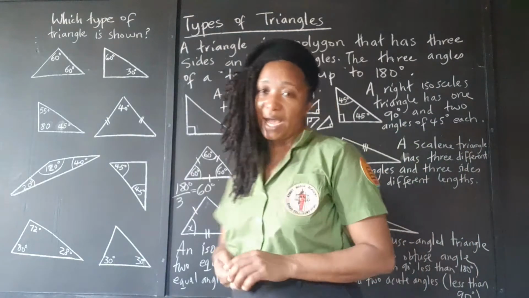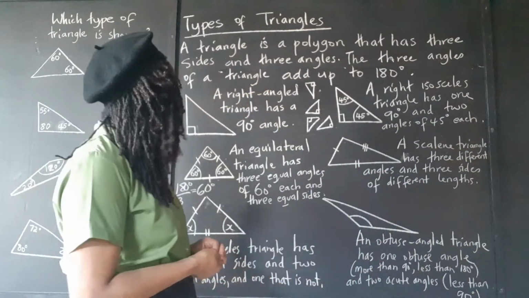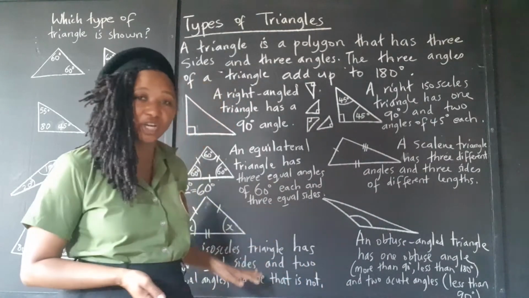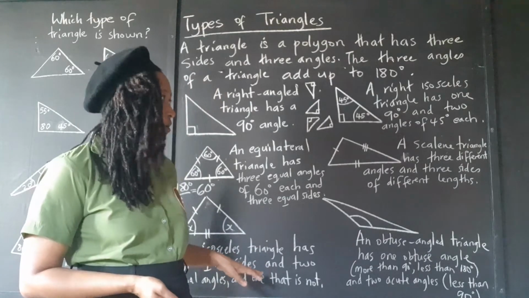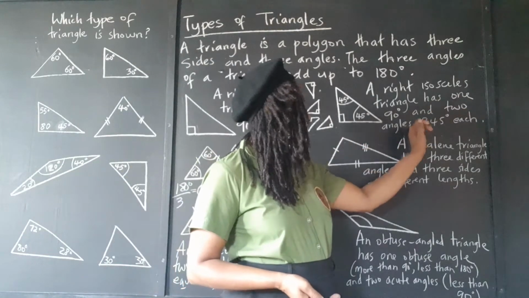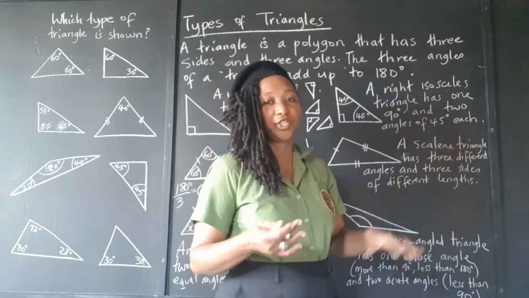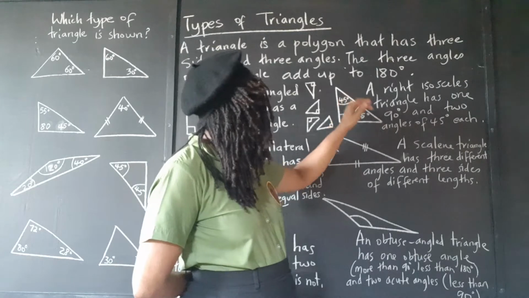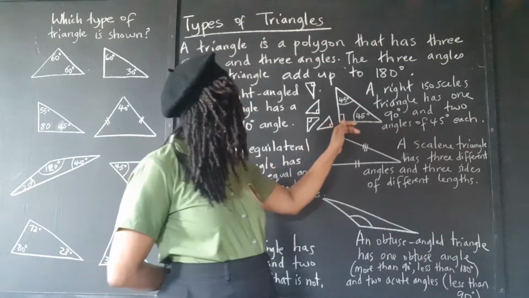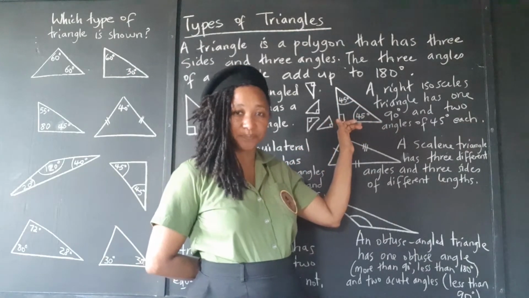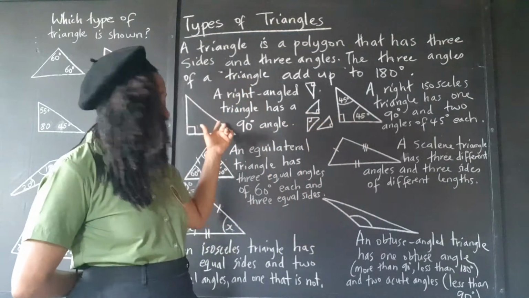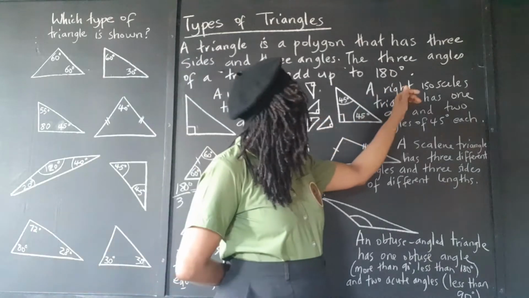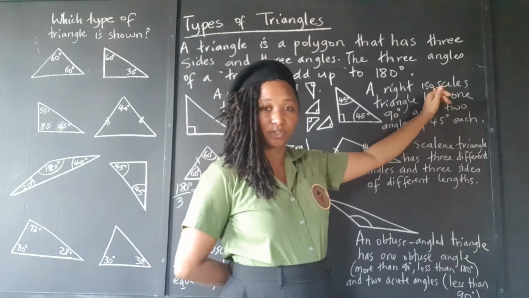Now, the right isosceles triangle is a special isosceles triangle. It still meets the definition of the isosceles triangle, where it has 2 angles that are equal. It's just that in this special isosceles triangle, those 2 angles are 45 degrees, which means that this angle must be 90, which also classifies it as a right angle triangle. So we call it a right isosceles triangle.